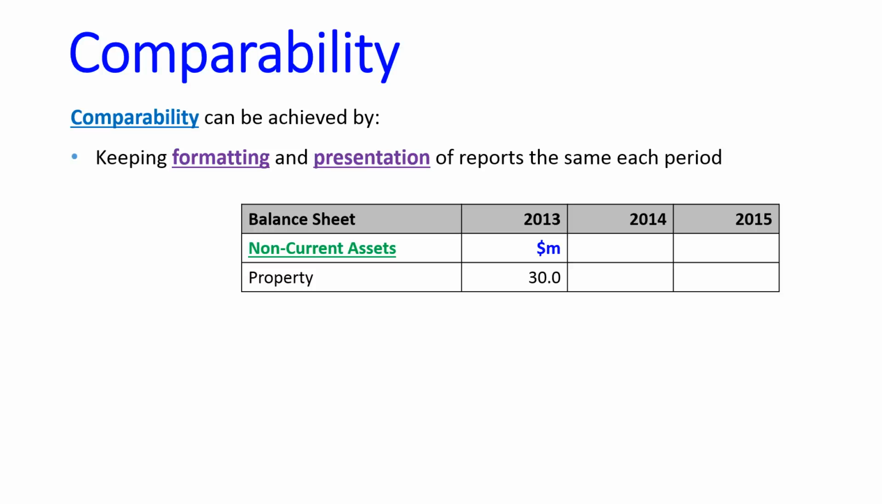It can also be done by keeping formatting and presentation of reports the same. We want to be able to compare information over time. Well, what about if we listed all our properties? We had $30 million and we listed them 1 year in millions, then the next year in thousands, then the next year in dollars. That number is the exact same.